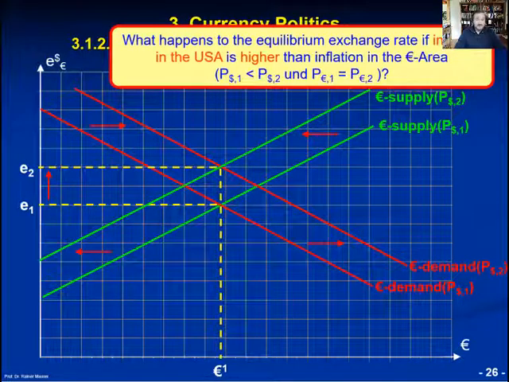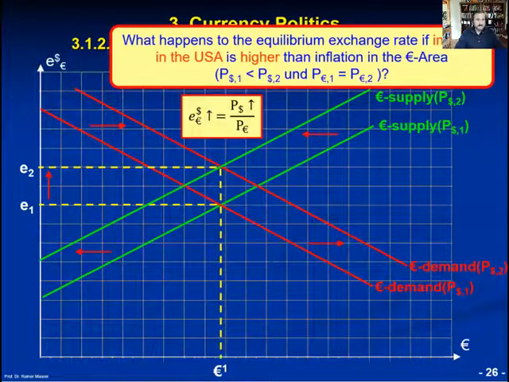So this graphical analysis comes to the same result as the purchasing power parity equation. If in the USA the inflation rate is higher than in the euro area, the euro appreciates against the dollar. If the opposite would be the case, the euro would depreciate against the dollar.